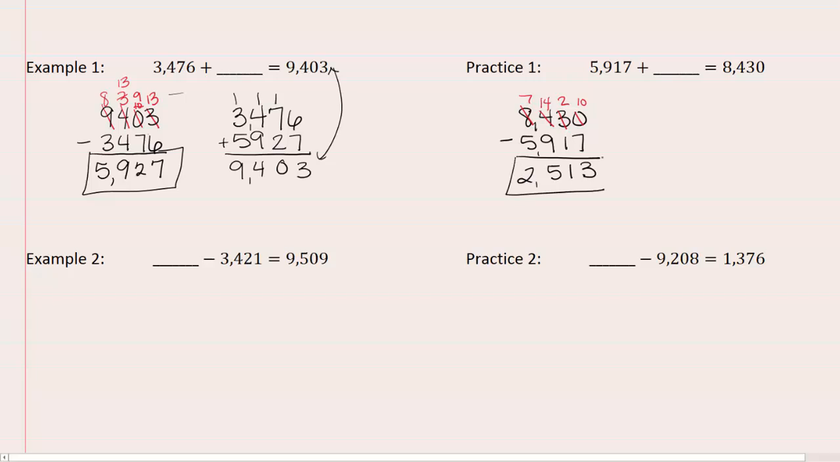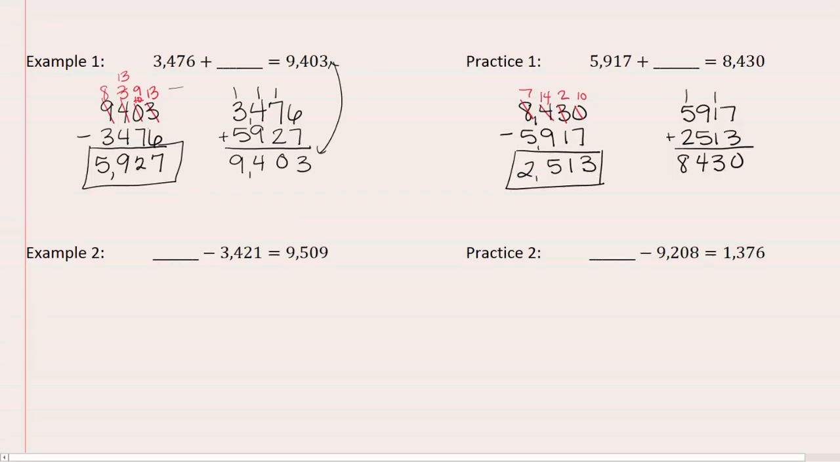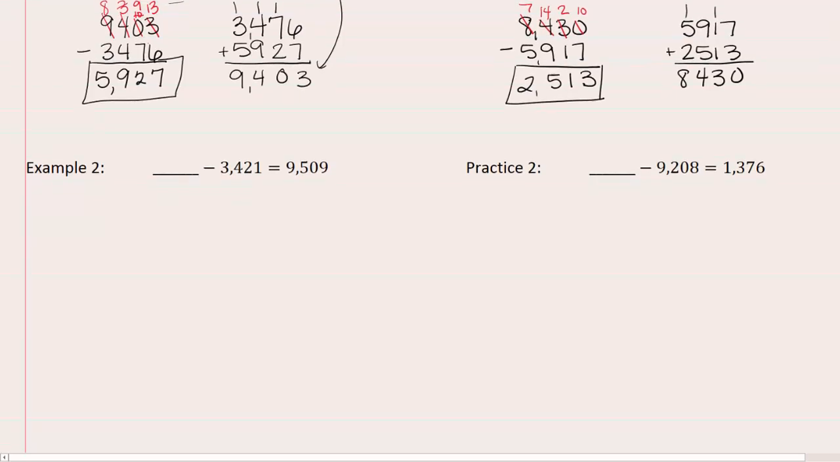2,513 is my answer. Again, you can always check your answers on these ones because 5,917 plus the missing value I found of 2,513 should add up to my 8,430. Carry 3, 14, carry 8. Yep, it adds up. So I know I have the correct answer. Now let's look at example number 2.